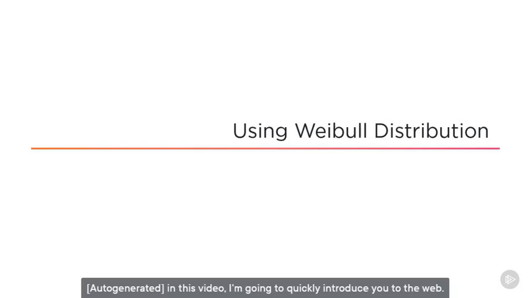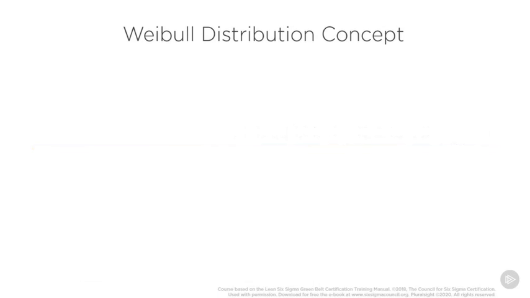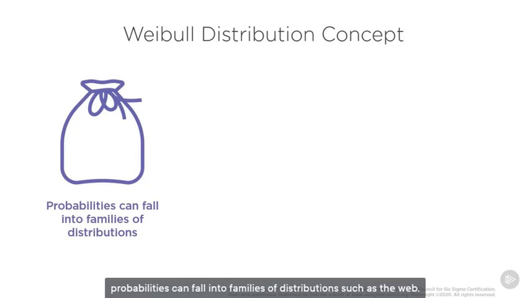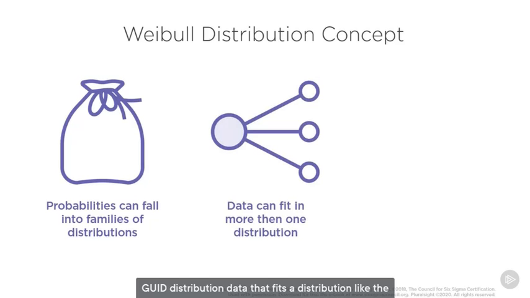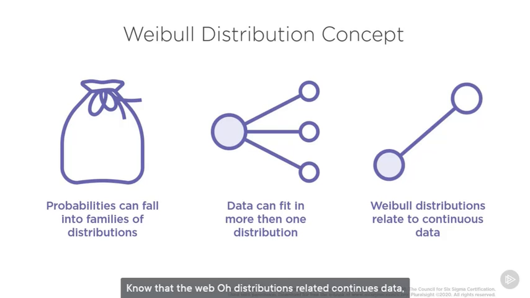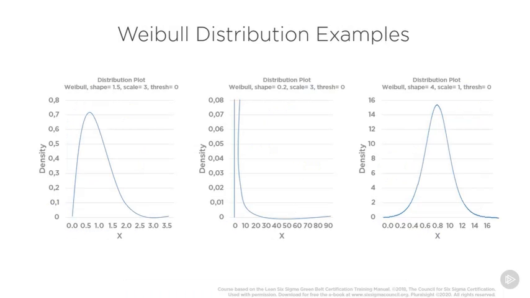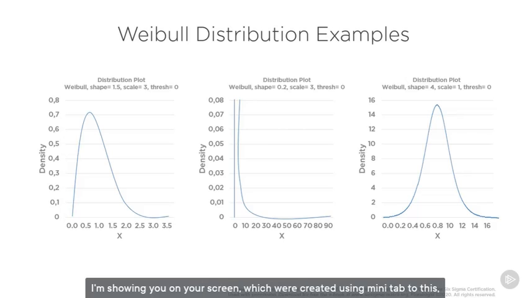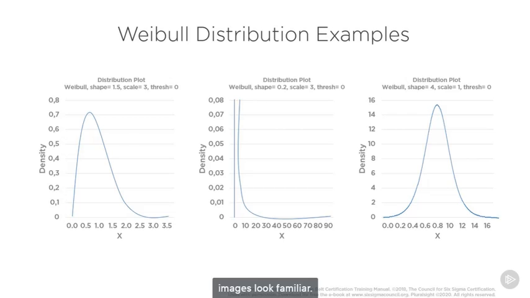In this video, I'm going to quickly introduce you to the Weibull distribution. Just to make things more confusing, probabilities can fall into families of distributions, such as the Weibull distribution. Data that fits a distribution like the Weibull might also fit another distribution, including all of those discussed previously in this module. Note that the Weibull distributions relate to continuous data, so the data would not likely fit a discrete data distribution. Please pause the video now and look at the Weibull distributions I'm showing you on your screen, which were created using Minitab. Do these images look familiar?